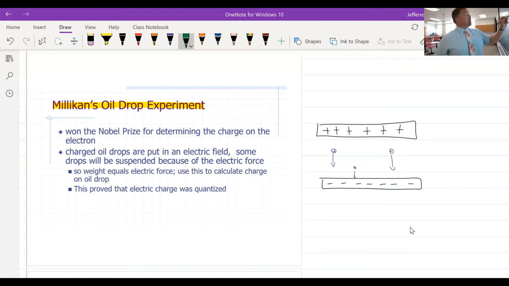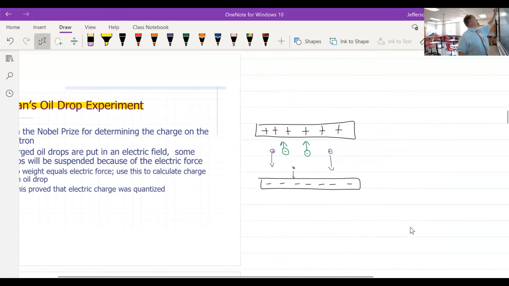However, there were other ones that would have negative charges, and when they go in, there would be a force that would push them back up, because they would be attracted to the positive plate and pushed away from the negative.